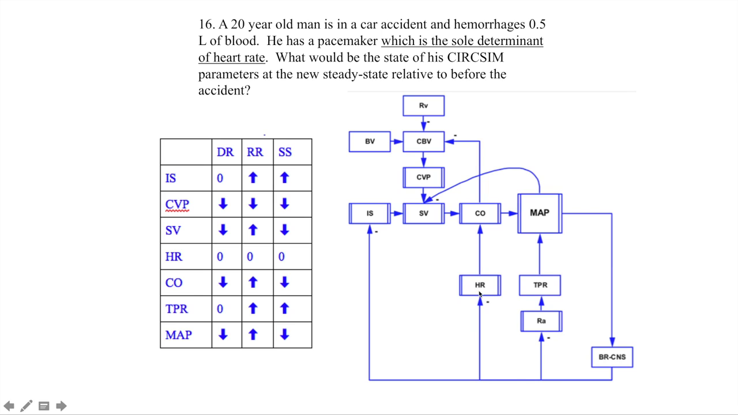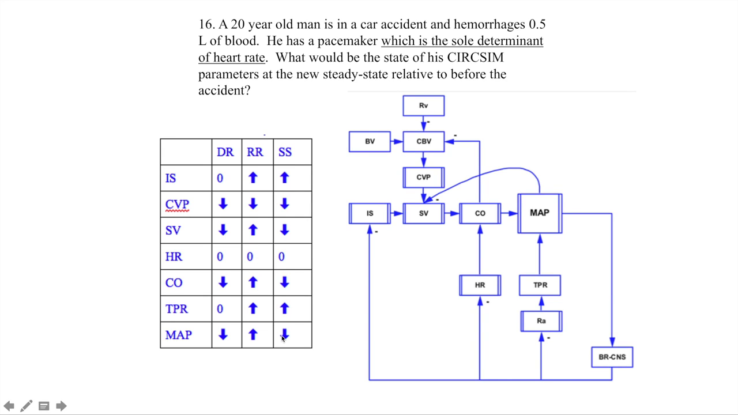Ordinarily, we would then increase the heart rate, but this time we're not doing that because we have a pacemaker, which is the sole determinant of heart rate. Okay, so we go next to inotropic state instead. That goes up, stroke volume goes up, cardiac output goes up, central venous pressure falls, in the reflex response. So now we add them up.